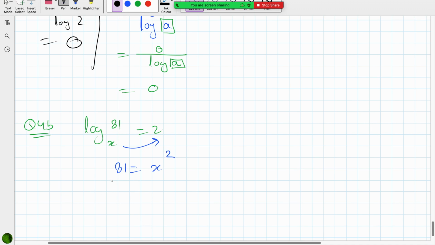Now what should I do to have the base or power same? So I'm thinking of 9 square is equal to x square. Therefore, x is equal to 9.